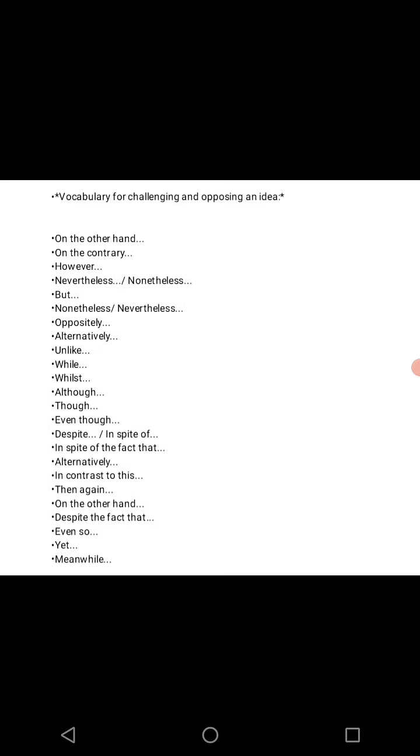Vocabulary for challenging and opposing ideas. On the other hand, on the contrary, however, nevertheless or nonetheless, but, oppositely, alternatively, unlike, whilst, although, though, even though, despite or in spite of the fact that, in contrast to this, on the other hand, despite the fact that, even so, yet, meanwhile.